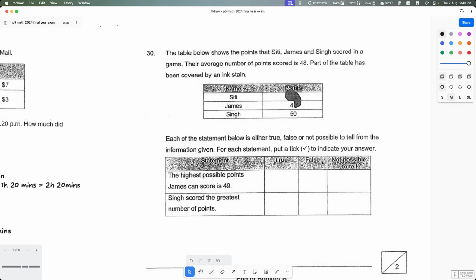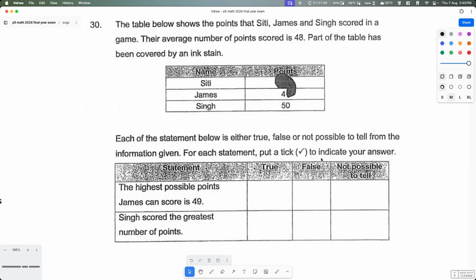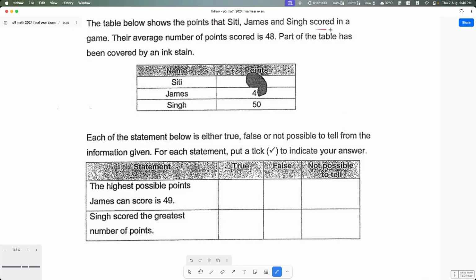Okay, last one. 30. The table below shows the points that CT, James, and Singh scored in a game. Their average number of points scored is 48. Part of the table has been covered by an ink stain. Each of the statements below is either true, false, or not possible to tell from the information given. For each statement, put a tick to indicate your answer.